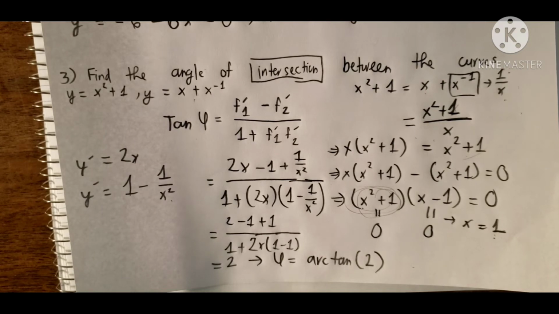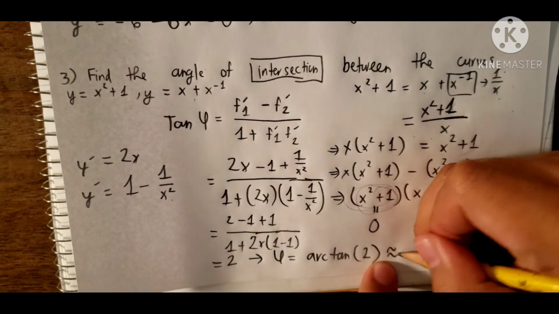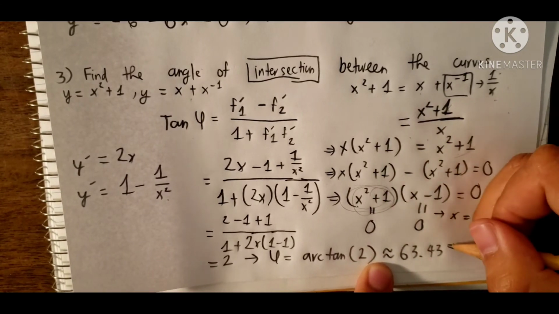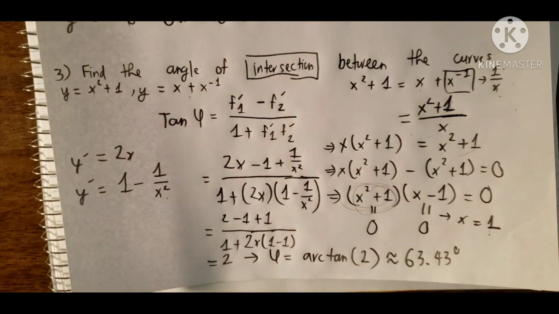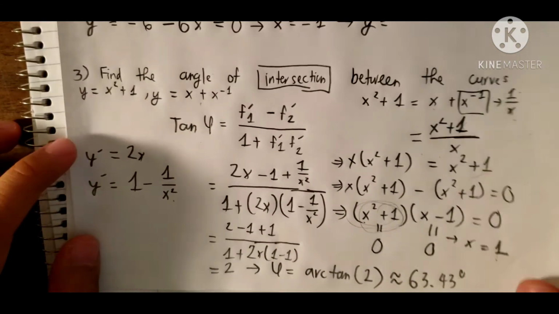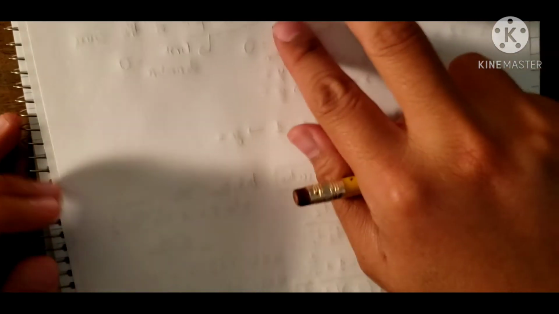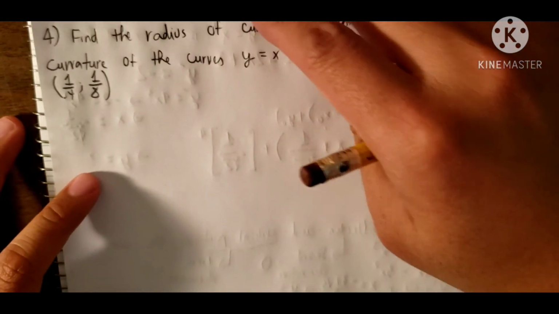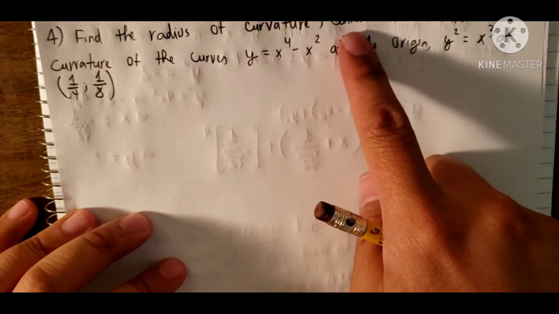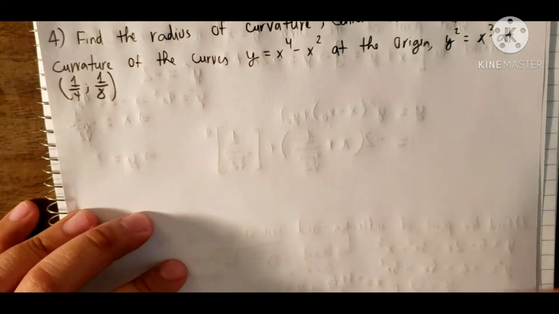Tan of 2 is about 63.43 degrees. So this is the answer for question number 3. Question number 4 is a little bit long because they asked 3 things. That's the radius of curvature, the center of curvature, and the curvature.